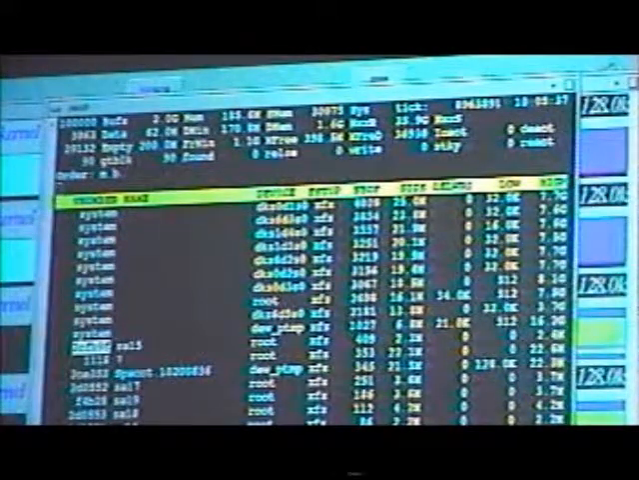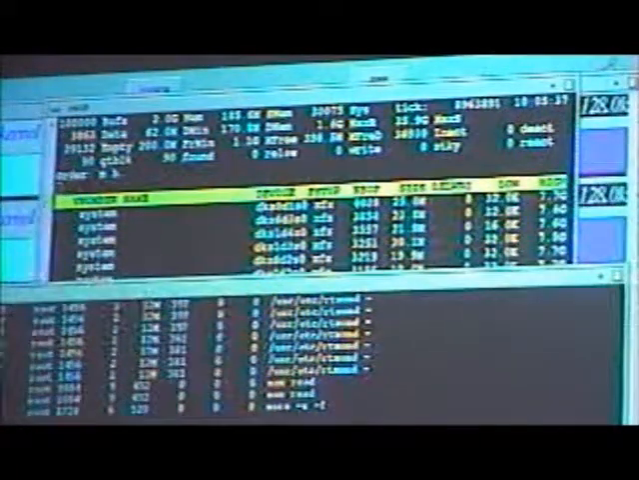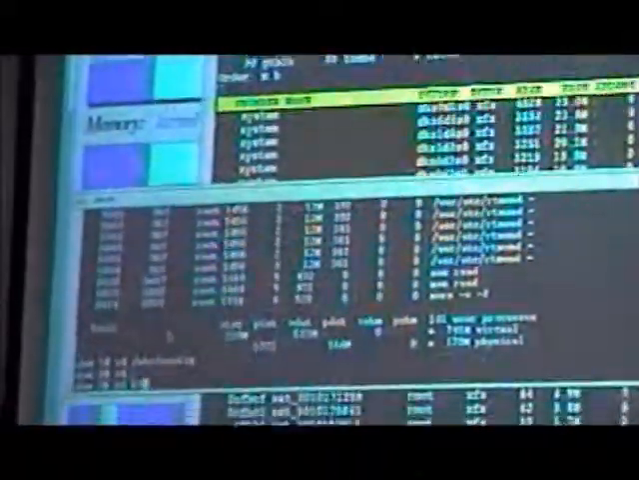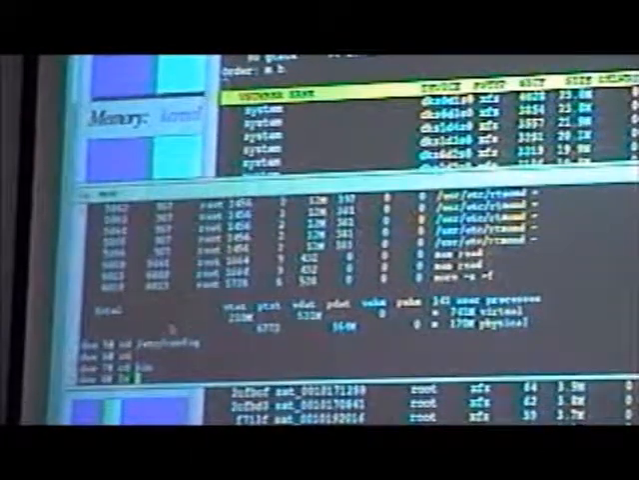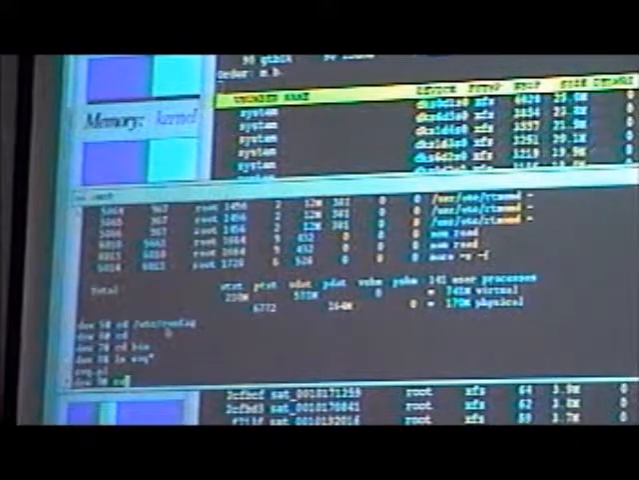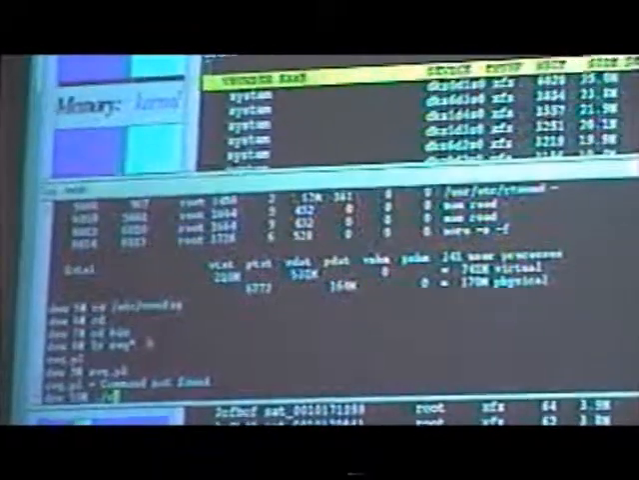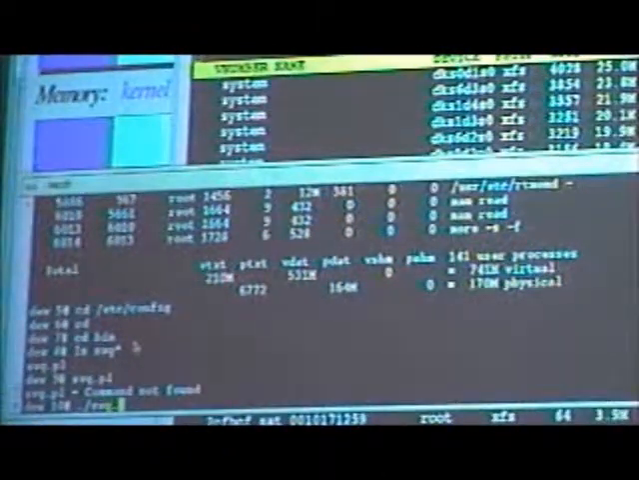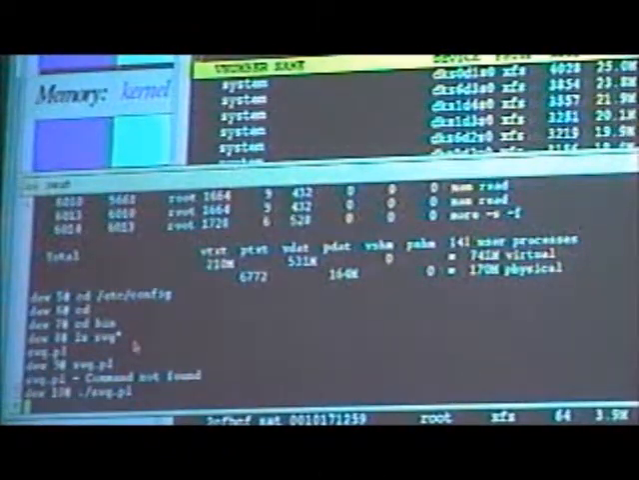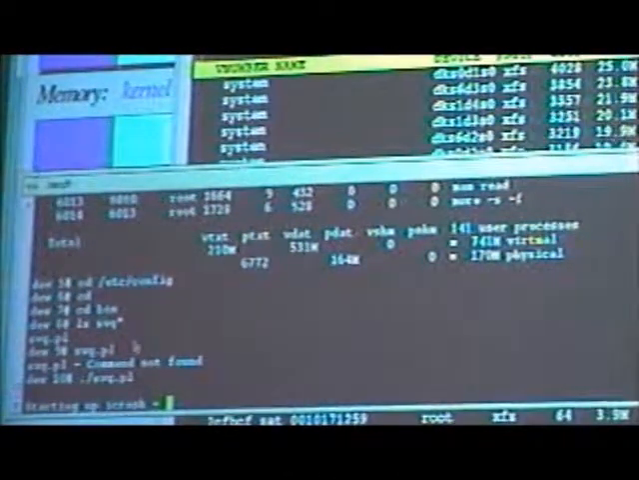Looks like it's just sitting there. It's called SVQ. I can do an svq.perl. It's a Perl script. Oops. And it is running iCrash and then going through all the open file tables.